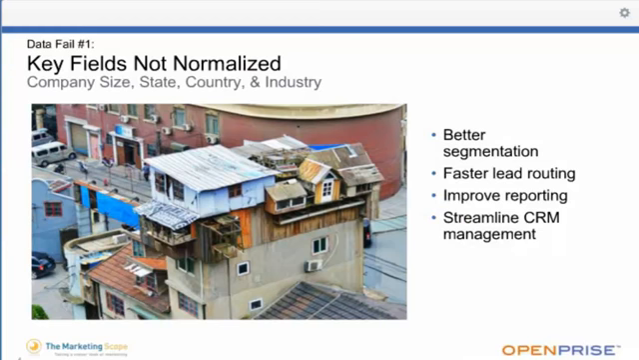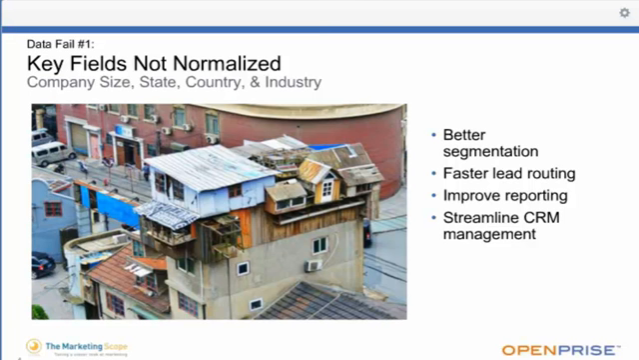So the first one is this whole concept of normalizing fields. You've got very important fields, company size, state, country, and industry, that are exceptionally important to you, but chances are they're not normalized as well as they could be. Now, what does normalization mean? Well, here's a typical example. Take your state field. If you were looking at a record for me, California, the word, and CA would both be accurate. But if you wanted to normalize those so you could report on them, you would combine them into one. It's not uncommon for us to see 150, 200 different state values in a Marketo or a Salesforce database.